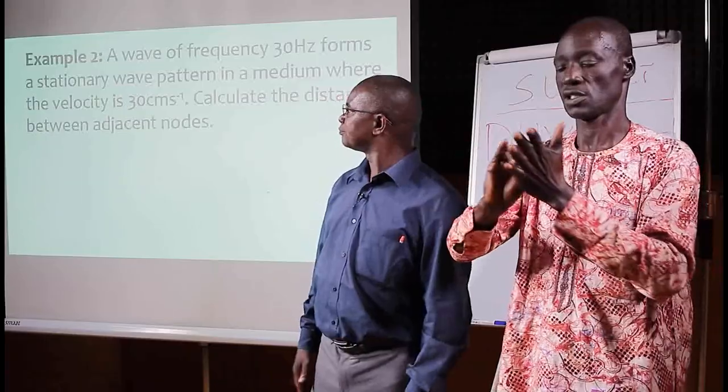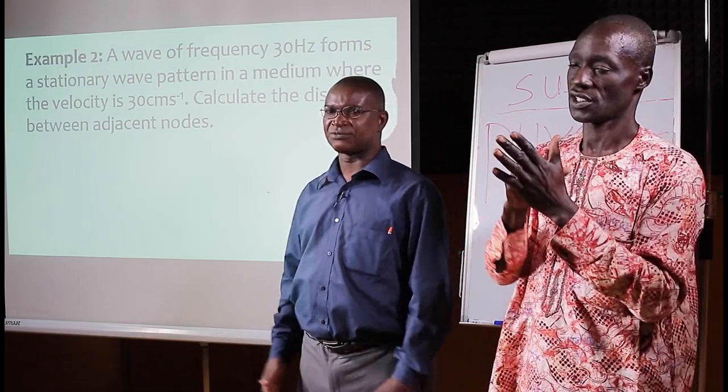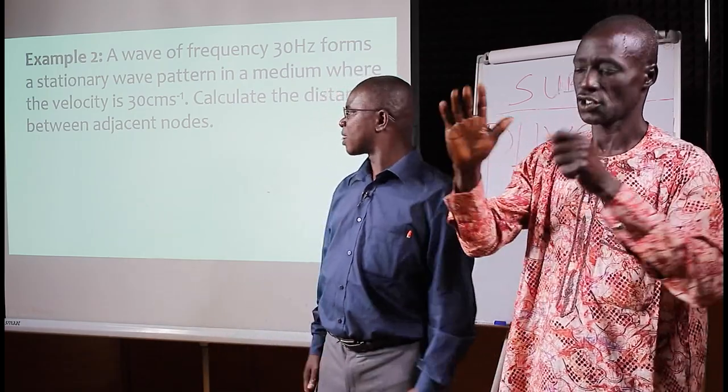Example 2. A wave of frequency 30 Hz forms a stationary wave pattern in a medium where the velocity is 30 centimeters per second. Calculate the distance between adjacent nodes. It's the same as saying consecutive or successive nodes, whichever one, adjacent nodes.